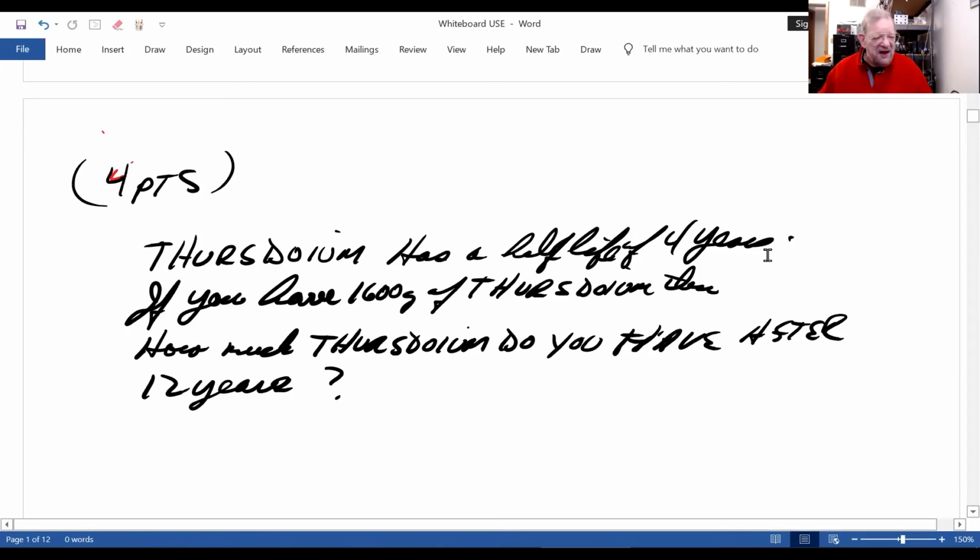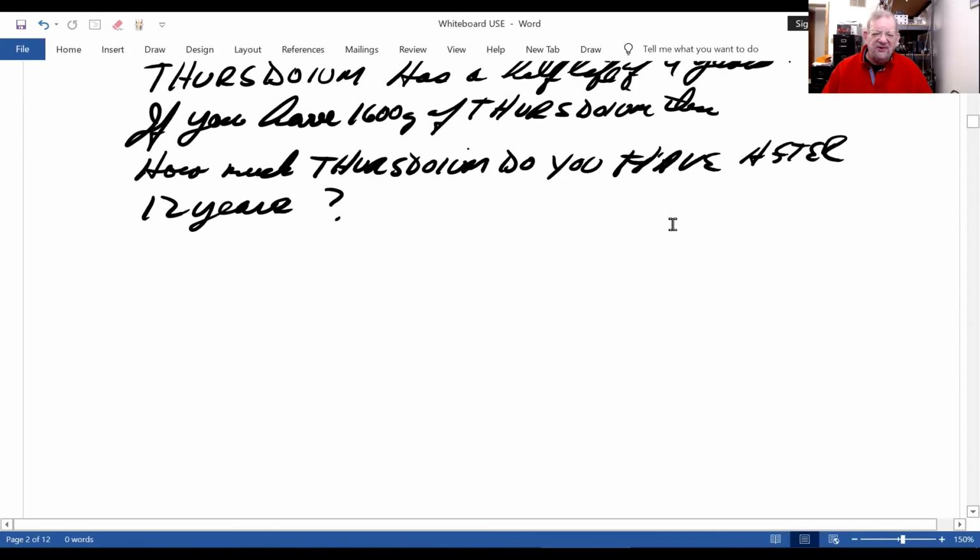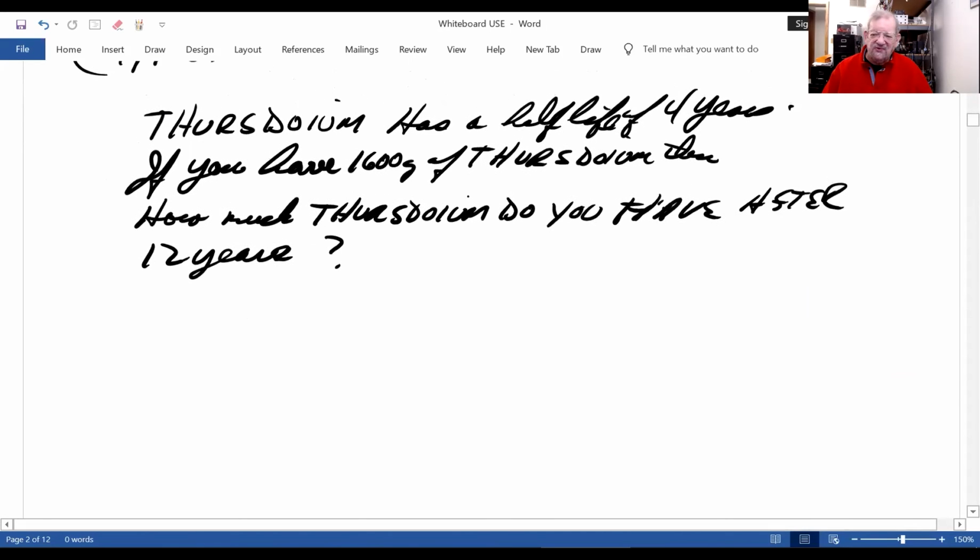I made up a new chemical. Thursdonium has a half-life of 4 years. If you have 1,600 grams of thursdonium, then how much thursdonium do you have after 12 years? Now, you can learn a fancy equation, but if it's an even number like this, which I will do on a test, how do you do this?